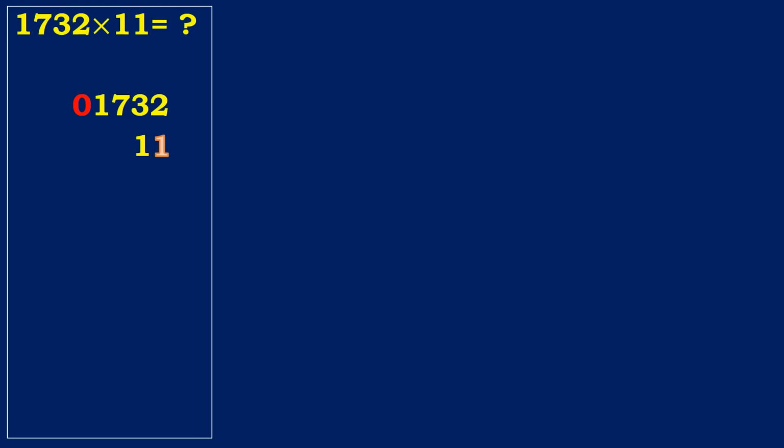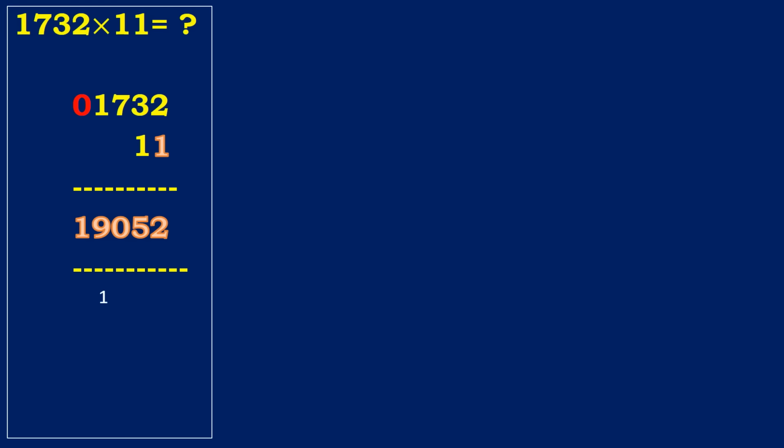For example, the first step here is the number 1 in the units place into 2, which is equal to 2, and as we have nothing before 2, simply we can take 2 in the answer directly, which means the first step is to multiply 1 with the units place of the given number. 1 into 2 is 2.